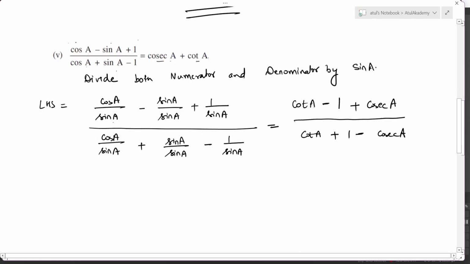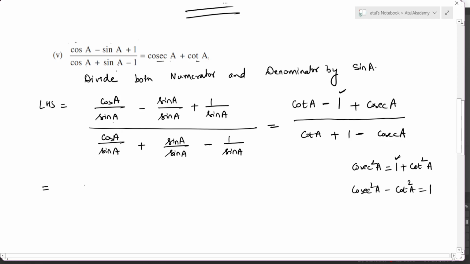I hope the step is clear. Now, what I'm going to use over here is the second identity, which I said that cosecant square theta is 1 plus cot square theta. So now I need this 1 actually. I will substitute the value of 1 in terms of these things. So I can say that cosecant square A minus cot square A is 1. So that is what I'm going to use over here. I'll just rearrange it.